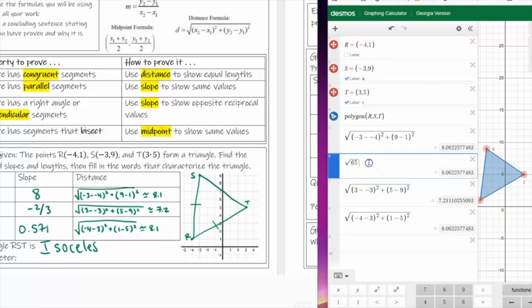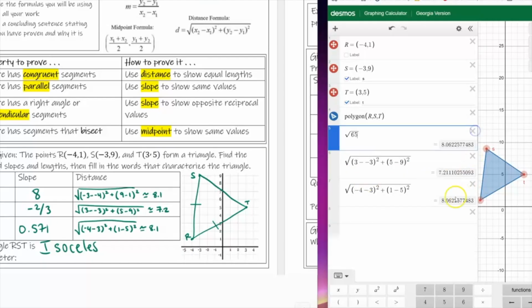So 65. I know 5 goes into 65 13 times. But you can keep breaking it down. But for me, I'm doing it the faster route. There are no perfect squares, so the most simplified version is radical 65. So I don't need that anymore. I know that this is the same as this one, so I'm just going to do 65 in here.